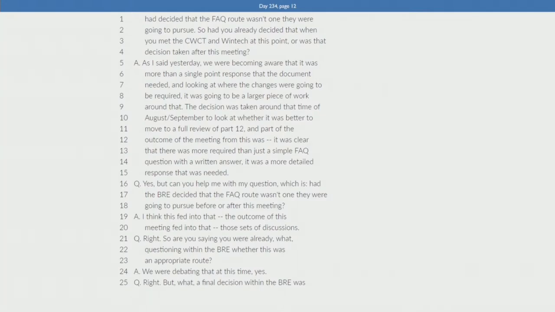The decision was taken around that time of August, September, to look at whether it was better to move to a full review of Part 12. And part of the outcome of the meeting from this was, it was clear that there was more required than just a simple FAQ question with a written answer. It was a more detailed response that was needed. Do you remember discussions about that? No, I don't.